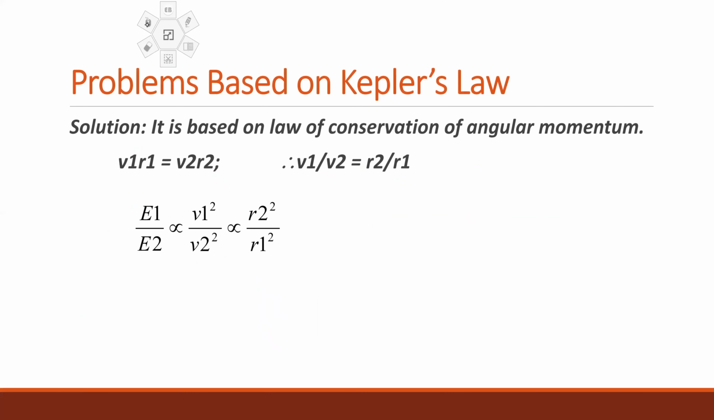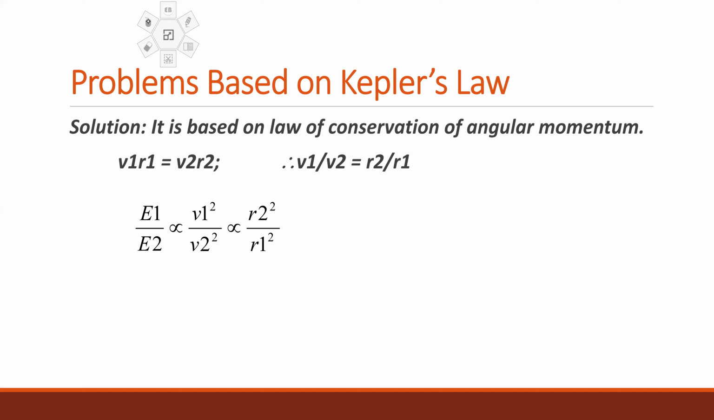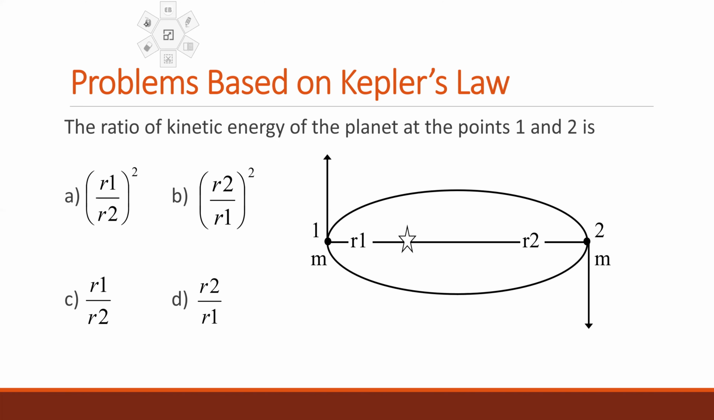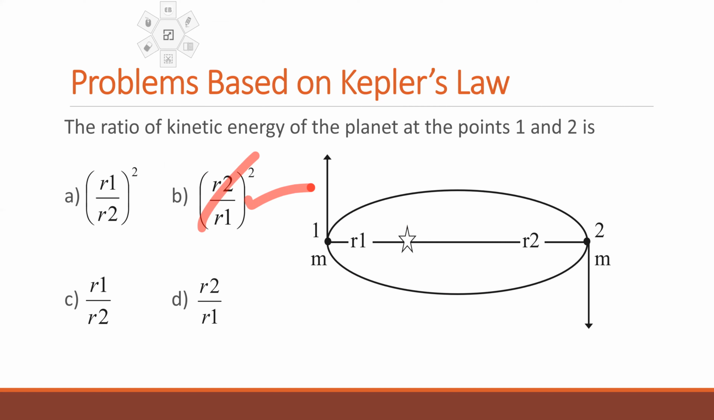Okay. Now check it. Which is the right answer? R2 divided by R1, whole square. What is it? R2 by R1 square. So this is the right answer. Next.